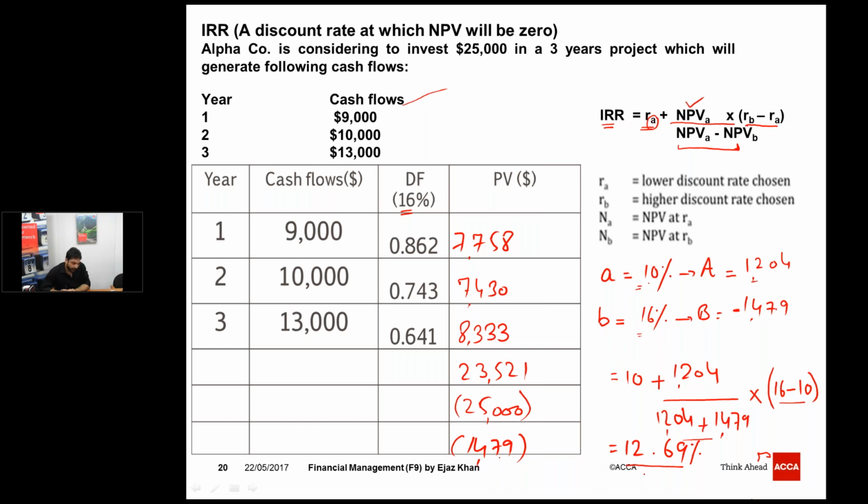Yes, we can, Sidra, we can take 18%. We can take 15%. We can take 20%. But our objective is to get one positive NPV and one negative NPV. And the second objective will be that the gap should be as close as possible.